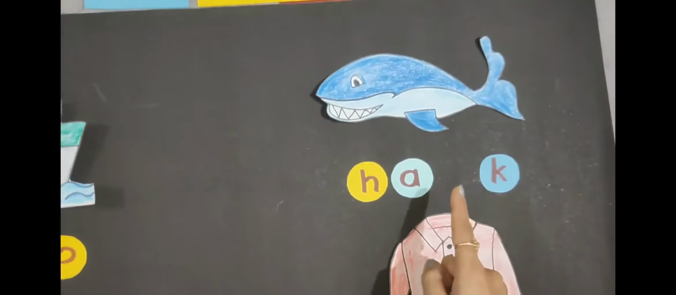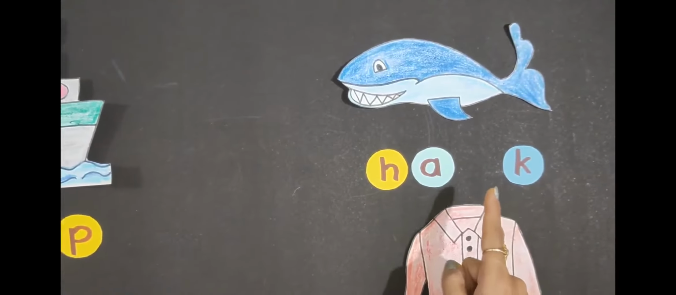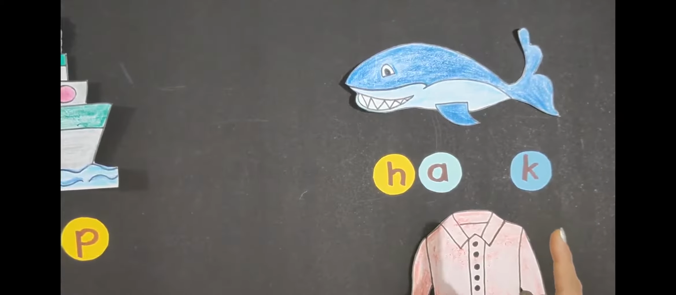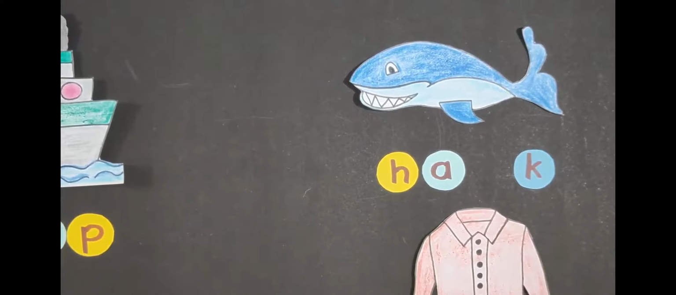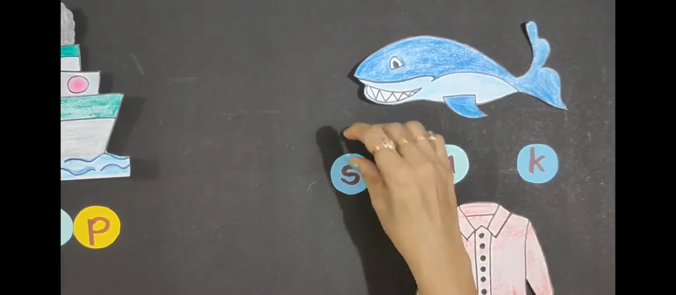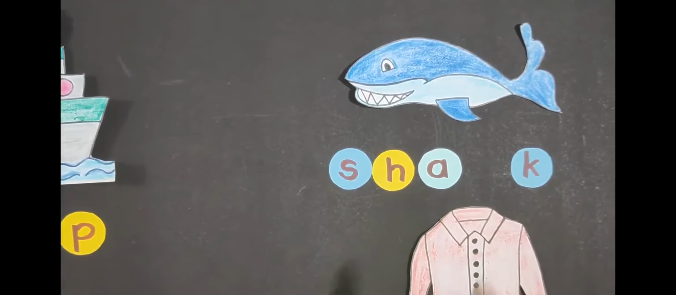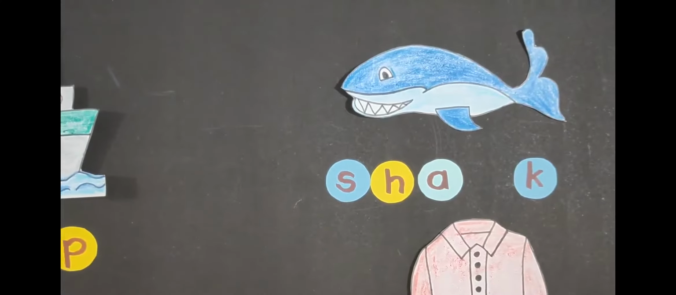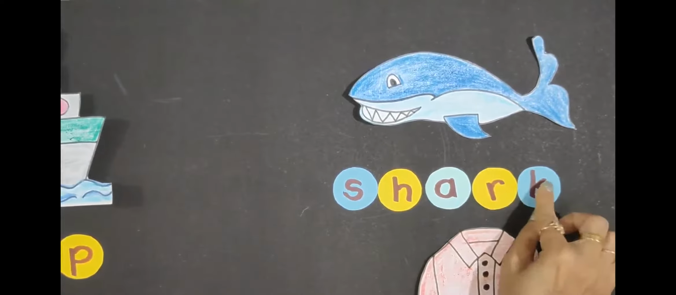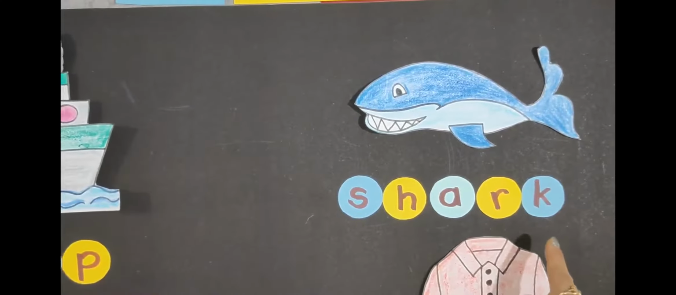Now next picture. Next picture is of shark. The spelling of shark is S-H-A-R-K. Shark. So where is S? Oh, it's not here. So let's place the S here. S-H-A. Now which letter is missing? Yes, it's R. Now S-H-A-R-K. Shark.